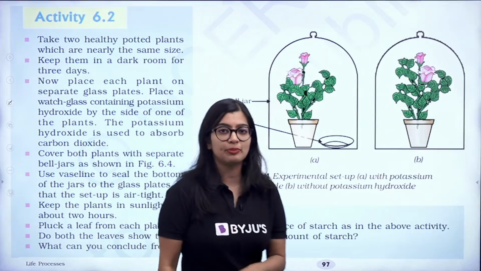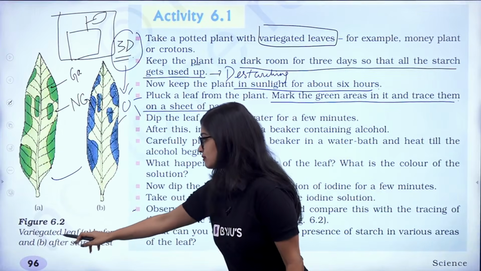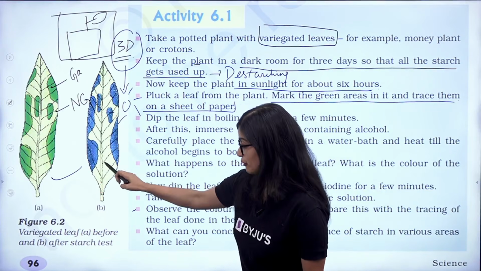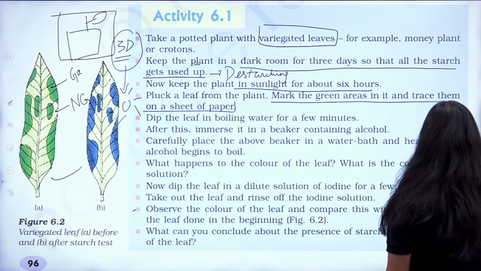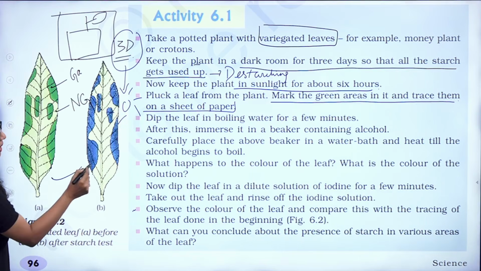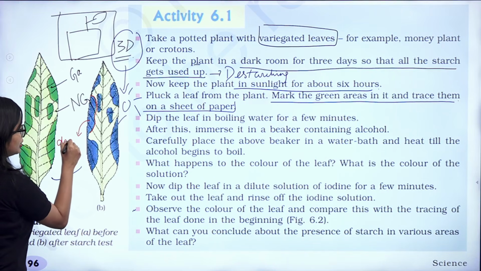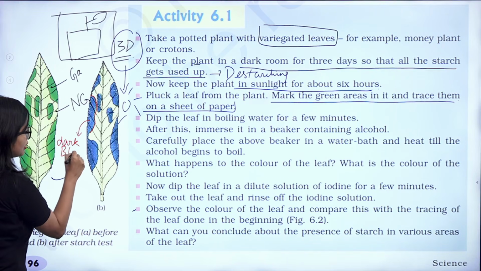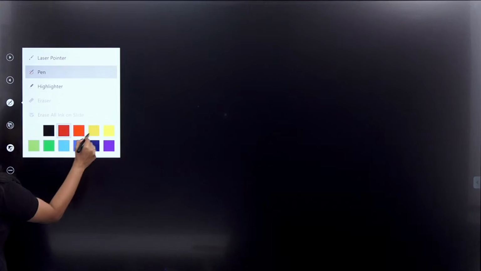Yes. Now going back to the previous page, right? You see that the result is given. This is the variegated leaf before and this is what you get after. Now notice how the parts, right? So quickly going here. Notice how the parts wherever it was green has now turned dark blue in color, right? And of course, basing our knowledge on starch test, right?